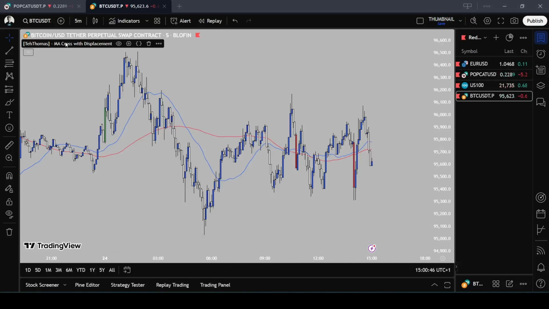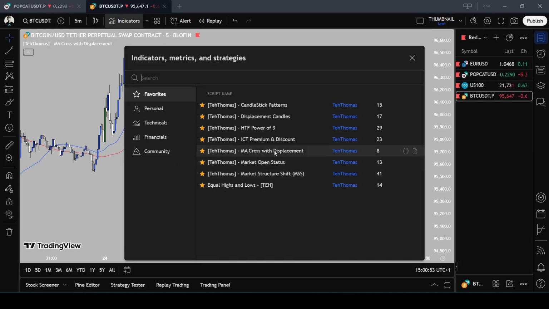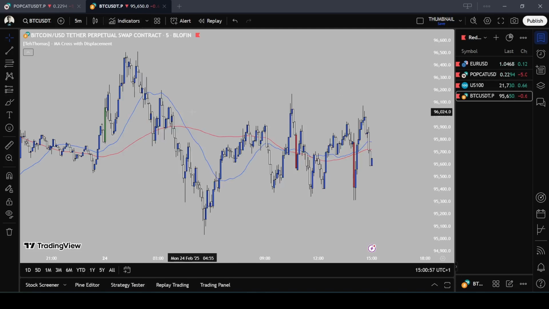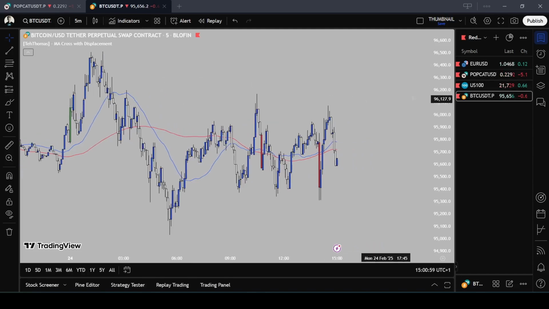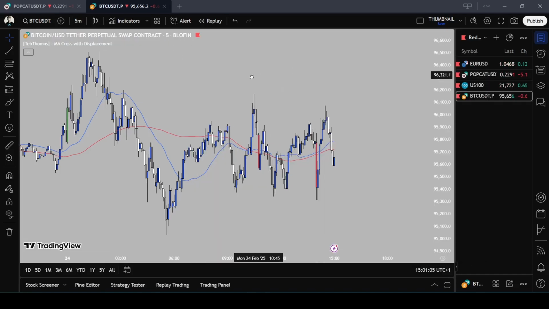Today we're going to talk about the moving average crossover with displacement candles. You can find it right here if you look up this name. So first, after you have chosen your market and your time frame, you have to change the settings.